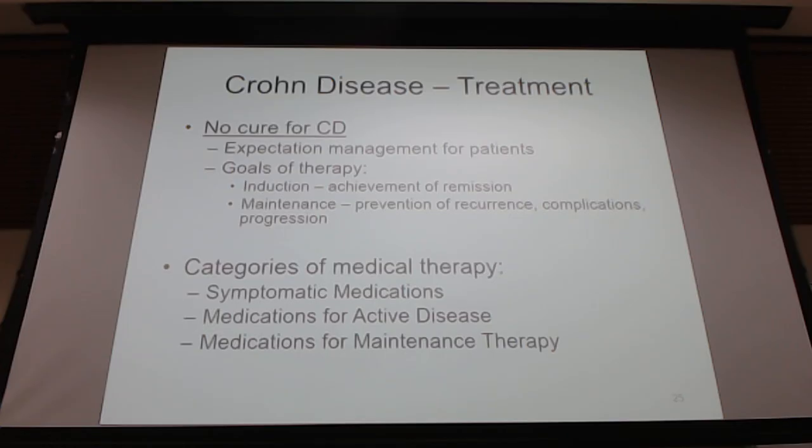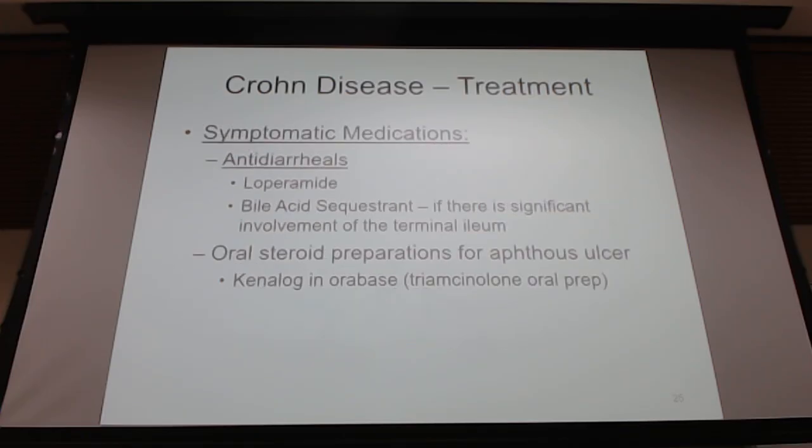Again, this is an autoimmune disease. We don't have it all figured out. It can be very variable, but here are the different types of therapies. We have symptomatic medications, medications for active disease, and medications for maintenance therapy. So three different levels based upon their symptoms. Obviously if they're having diarrhea, what works for diarrhea? Loperamide.